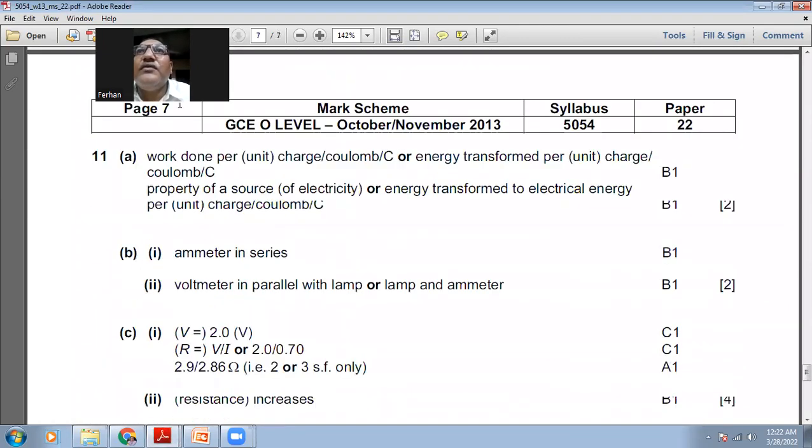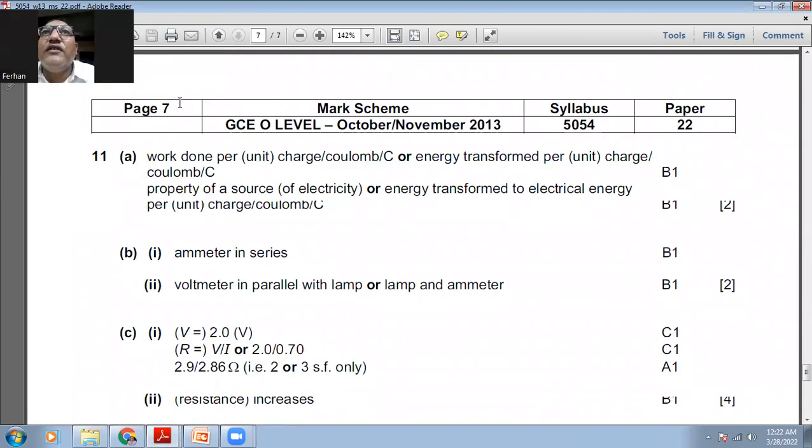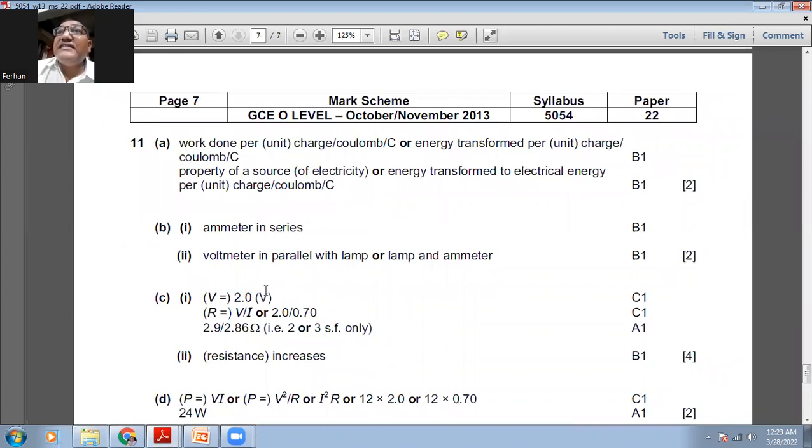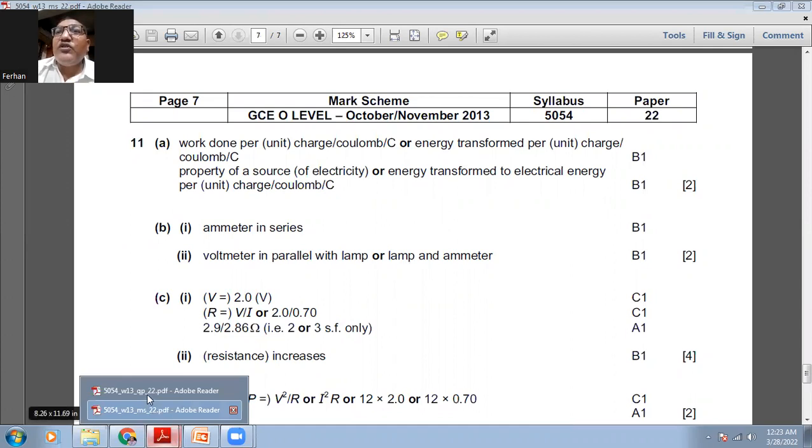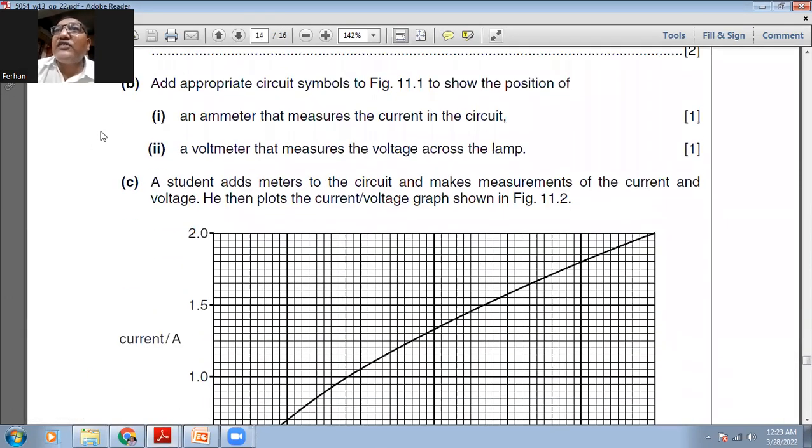Here we go. So the marking scheme says: work done per unit charge or coulomb, or energy transferred per unit charge or coulomb, a property of a source of electricity, or energy transferred to electric energy per unit charge per coulomb. So hopefully you can understand this. The marking scheme for question number 11A is showing up on your screen. Okay, so we are going to the next part.